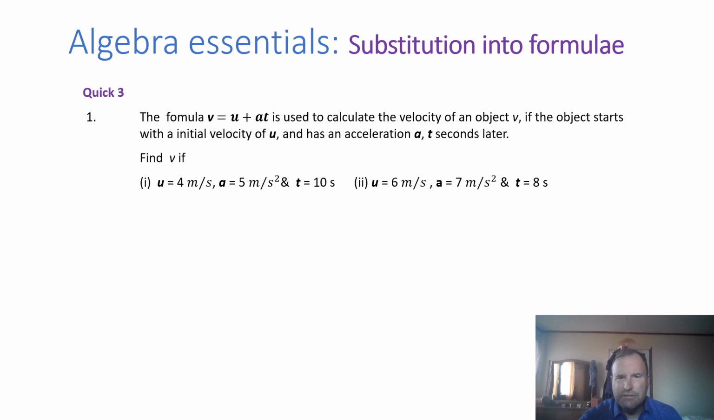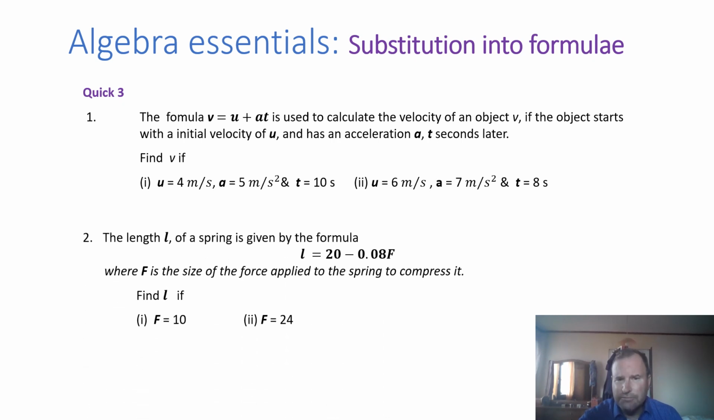There's the first question. The formula V equals u plus at is used to calculate the velocity of an object. The object starts with an initial velocity of u and has acceleration of a, t seconds later. So find V if you're given u, a, and t in the first part, and in part 2, if you're given u, a, and t in the second part. Remember to pause, have a go at answering.